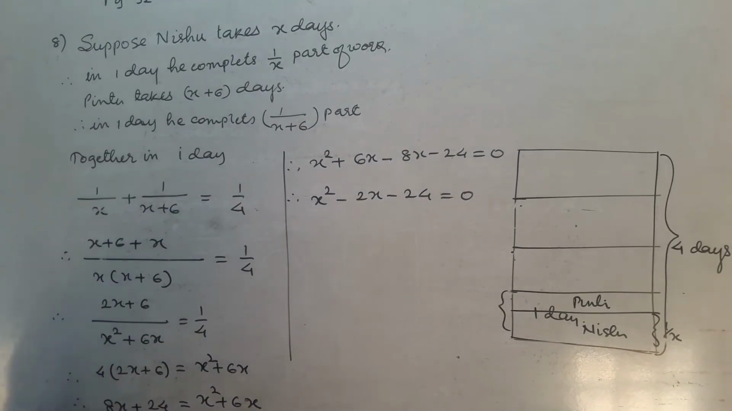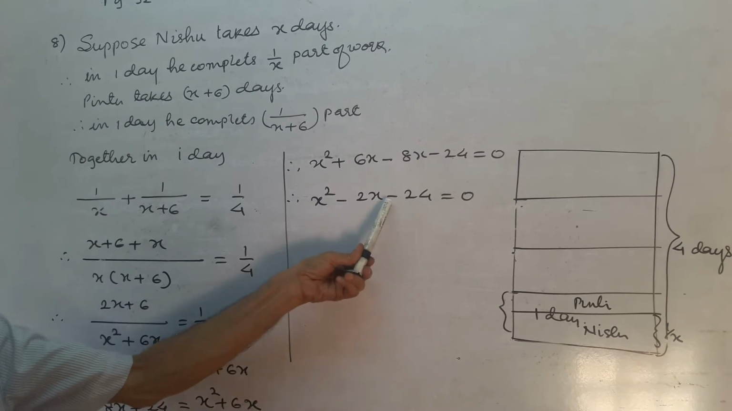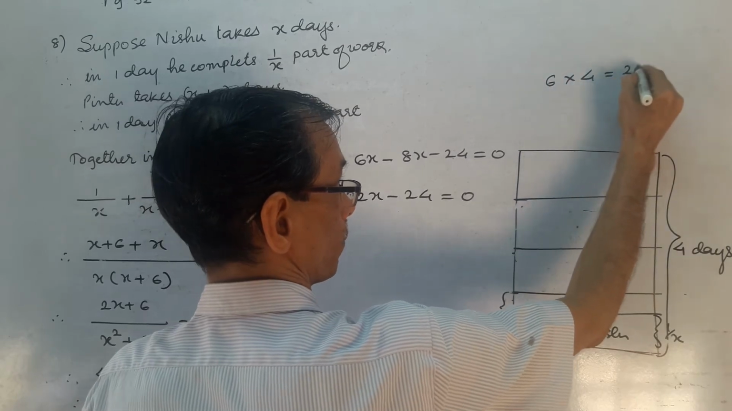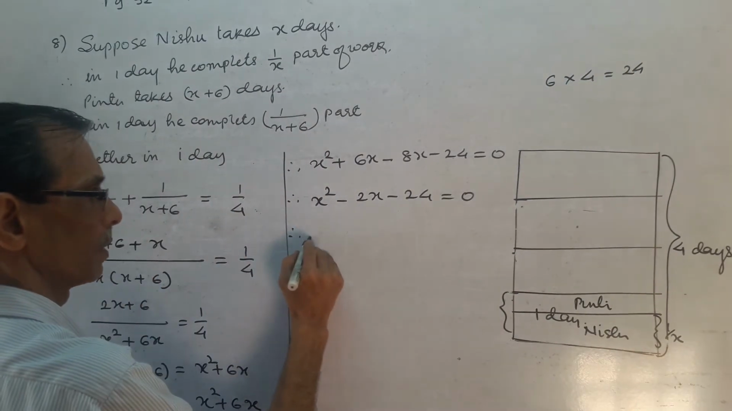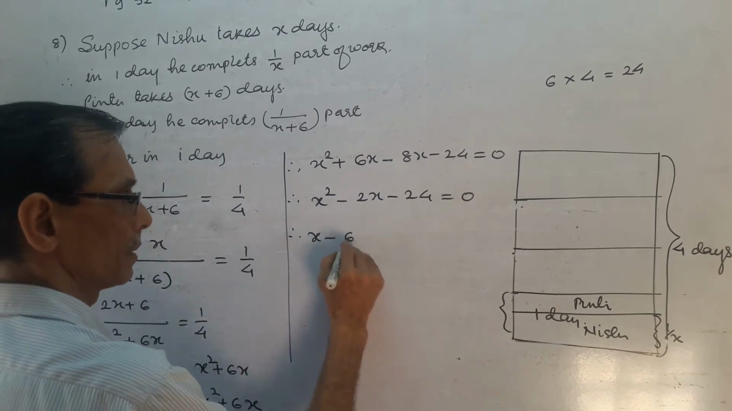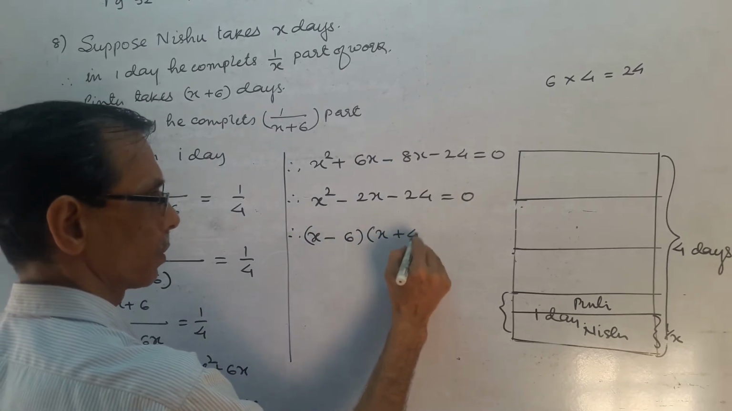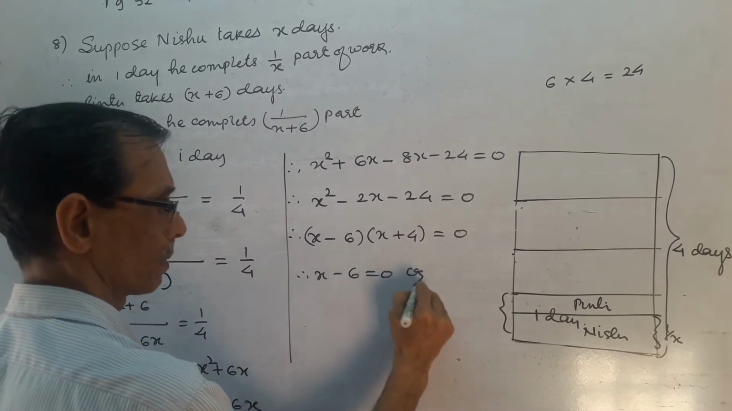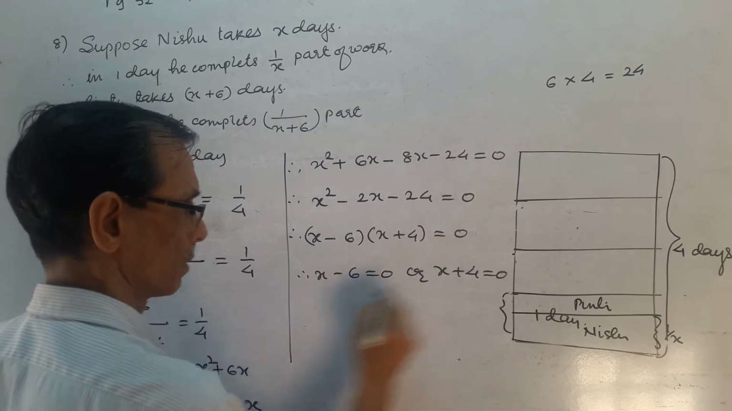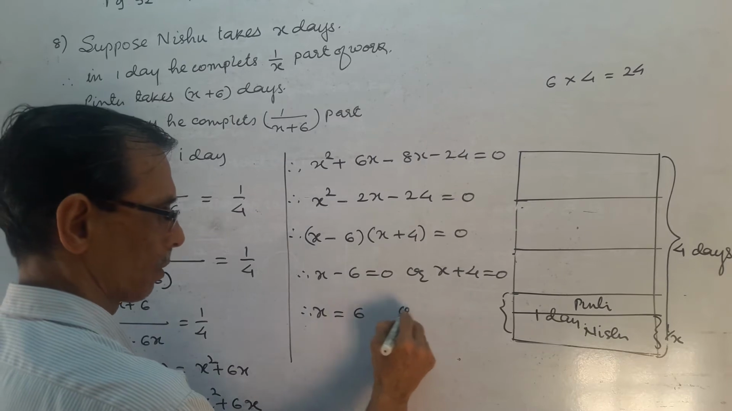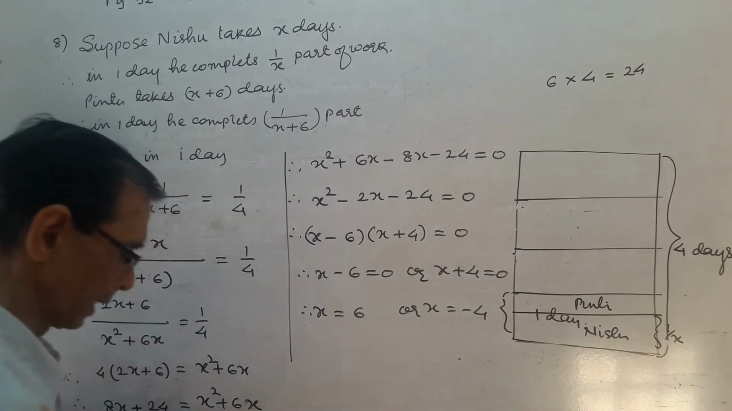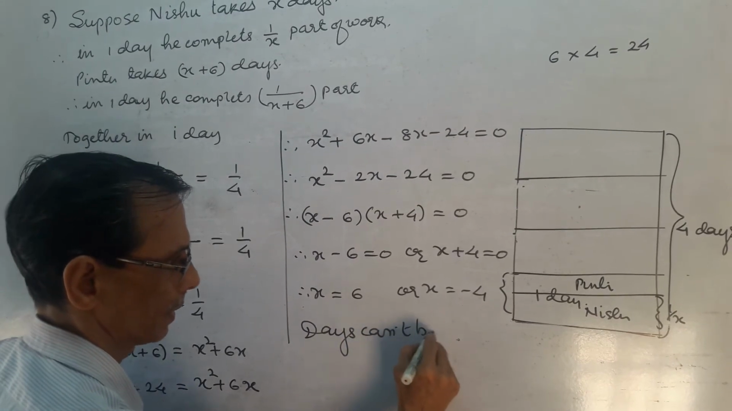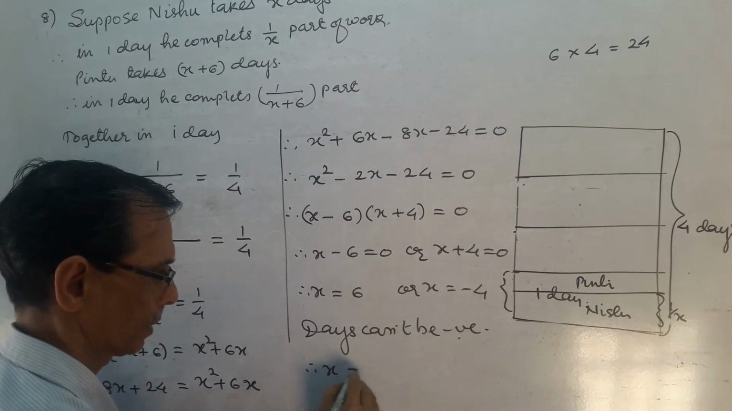So which are those two numbers? The product is 24, and the difference is 2. So we know that 6 and 4 have product 24 and difference 2, and therefore the factors are X minus 6 into X plus 4 equal to 0. Therefore either X minus 6 equal to 0 or X plus 4 equal to 0, and therefore X equal to 6 or X equal to minus 4, but days cannot be negative. Therefore X equal to 6.